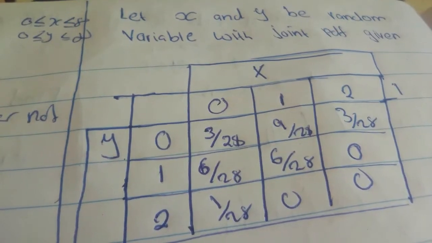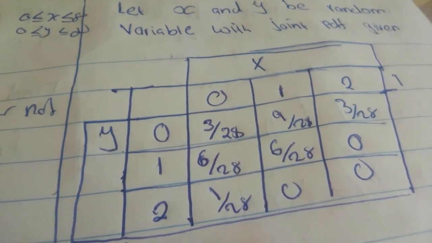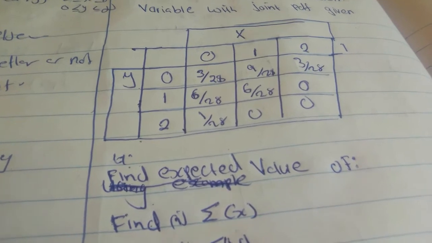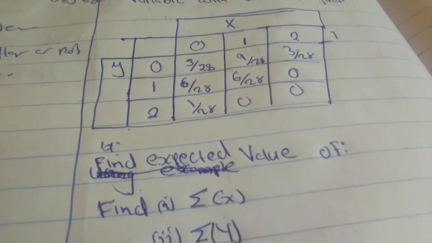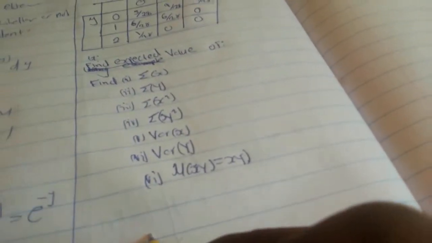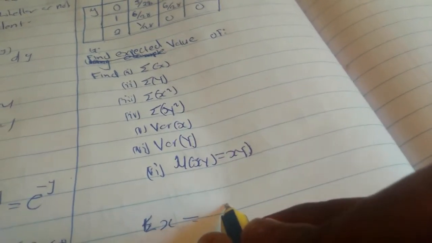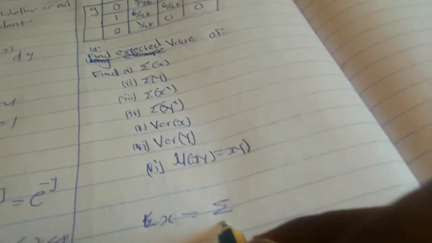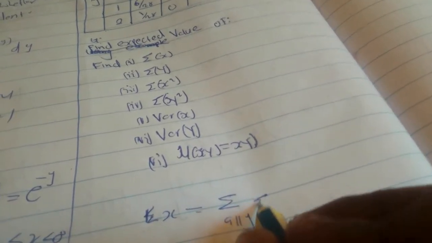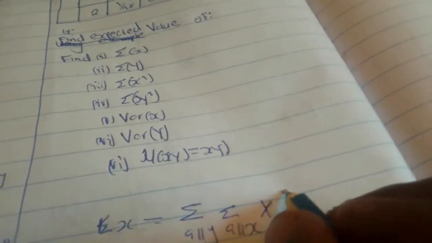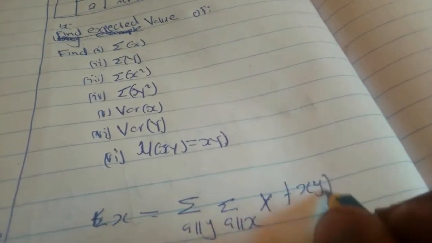Let X and Y be random variables with the joint PDF given here. You have been told to find the expected value of X. So for this one, I'm going to say the expected value of X is equal to the summation over y, summation over x, of x times the function of x, y.